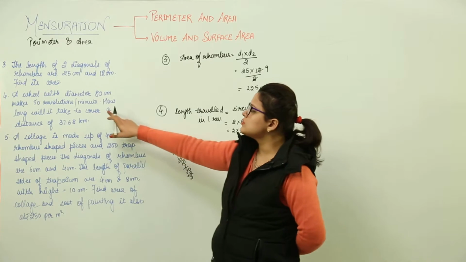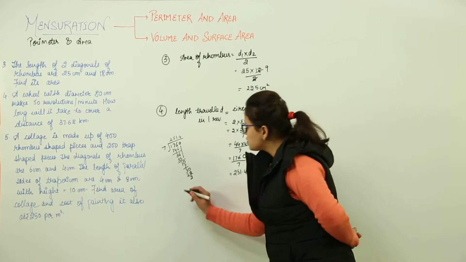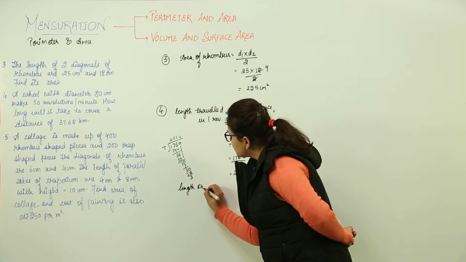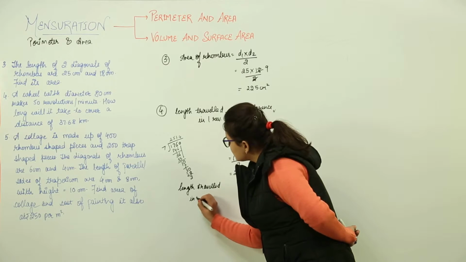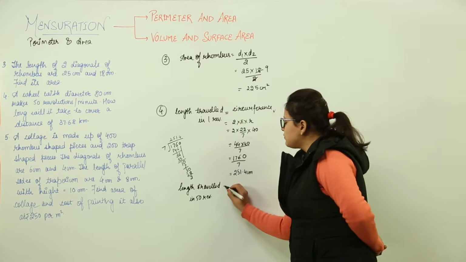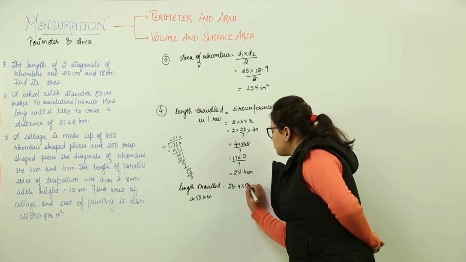Now how many revolutions is it taking in 1 minute? It is taking 50 revolutions. So we will find the length basically traveled in 50 revolutions. That would be simply multiplying the one revolution length with 50. So we do 251.4 into 50.